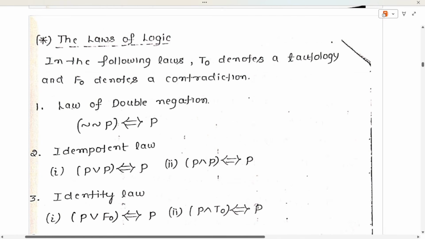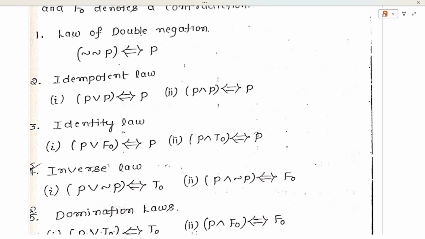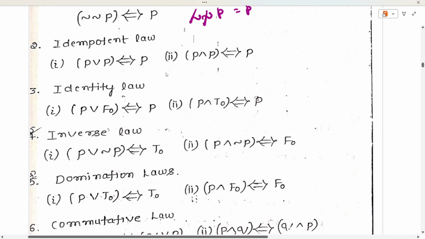Next are the laws of logic. First, the double negation law: negation of negation P gives you P. That means the two negations cancel. Idempotent law: P or P is P, and P and P is also P. That is the idempotent law, which you have to remember.